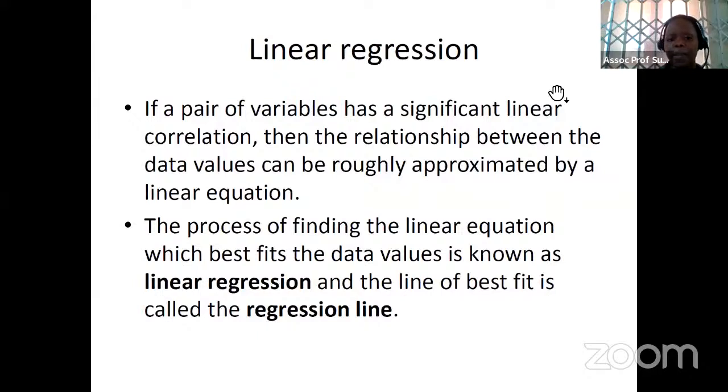If a pair of variables has a significant linear correlation, then the relationship between the two data values can be roughly approximated by a linear equation. The process of finding a linear equation which best suits the data is called linear regression. And the line of best fit, which we are going to see, is called a regression line.